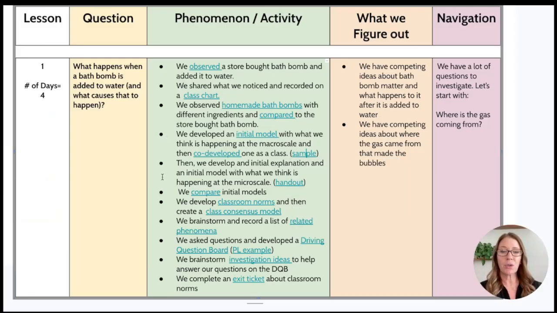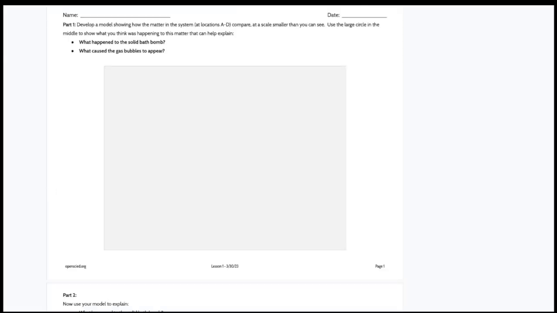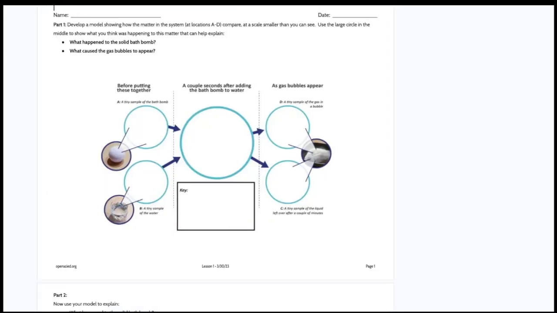So then we're going to come together and develop an initial explanation and an initial model with what we think is happening at the micro scale. So remember we labeled A, B, C, and D. That's going to be your places of the micro scale. So here's the handout that you use with students. And so you will see this is a tiny sample of the bath bomb. That's before it goes in the water. So you're connecting the A, the B, the C, and the D to what students put on that consensus model.